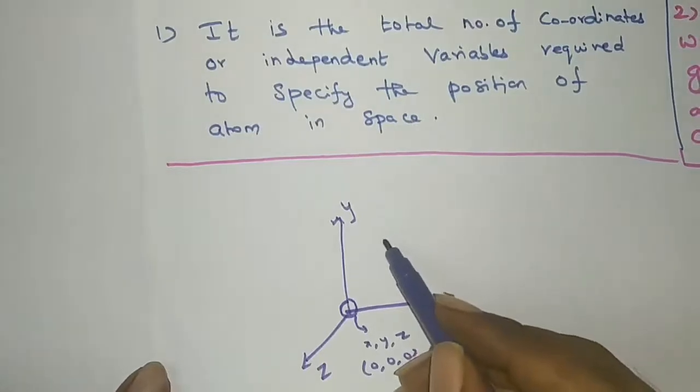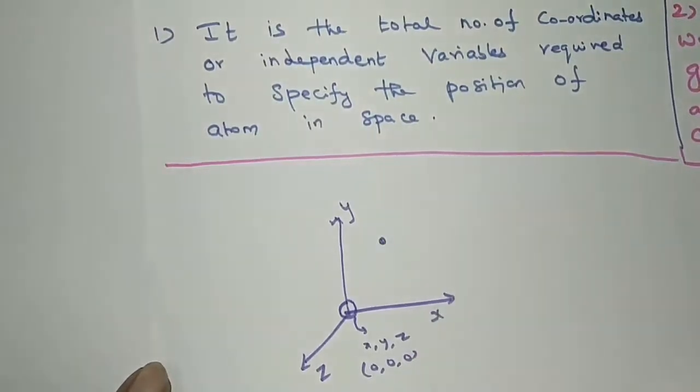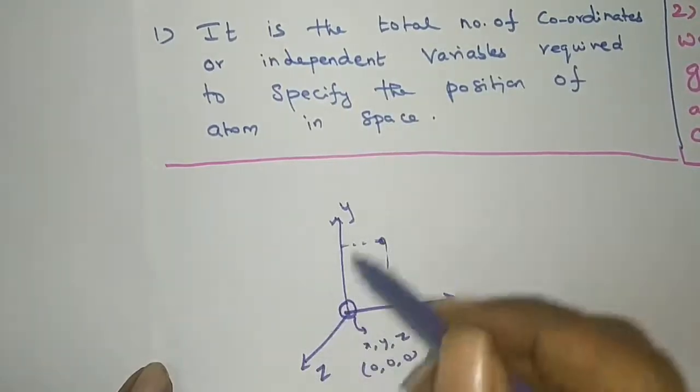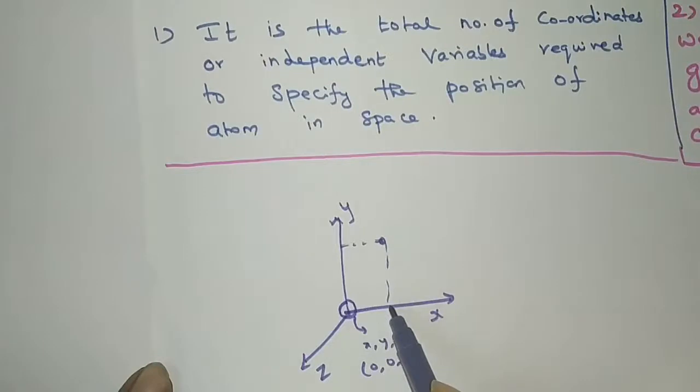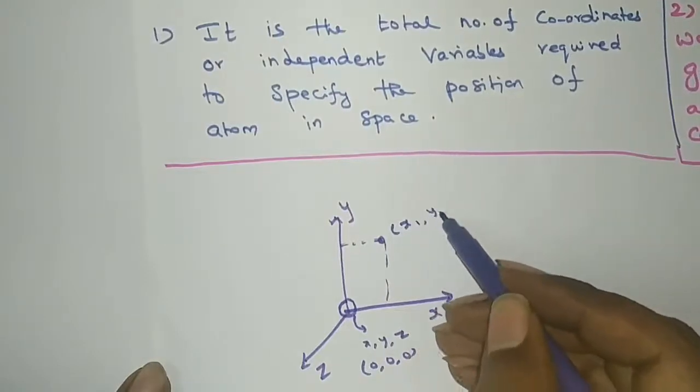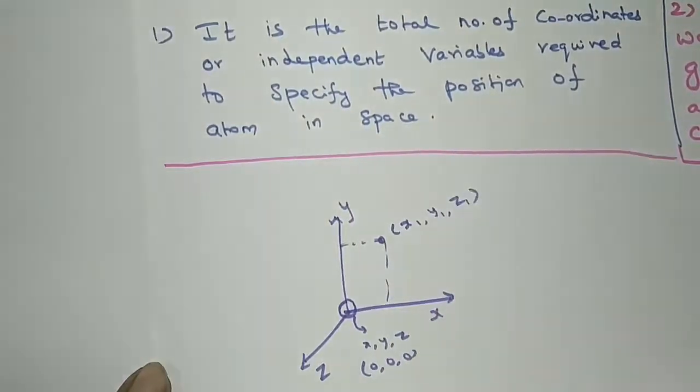Whereas the position, an object is here. How will you describe its position? It has its own y-axis value. It has corresponding y value. It has corresponding z value. Similarly, it has corresponding x value, and it has corresponding z value. So you will describe its position as x1 comma y1 comma z1. So to describe the position of an object in space, how many coordinates or independent variables you require? That is called degree of freedom.